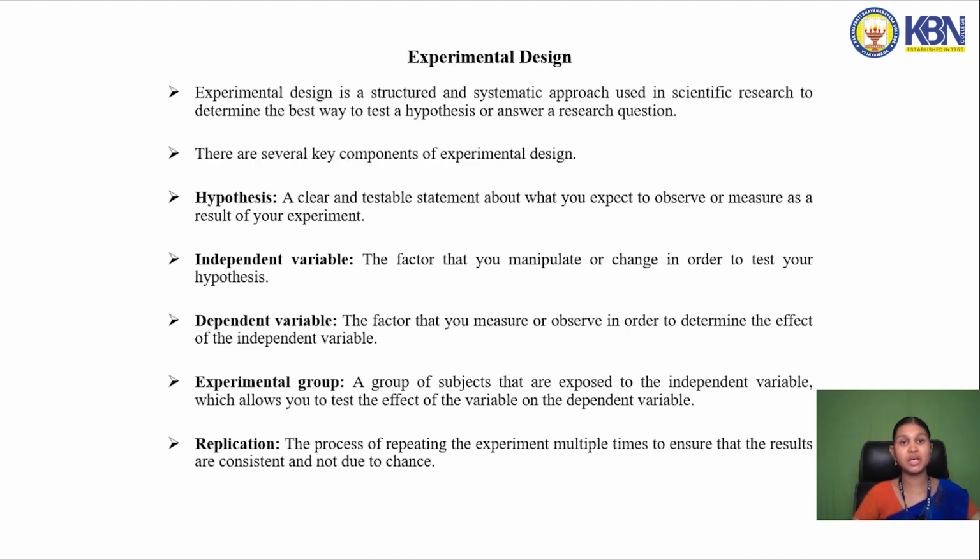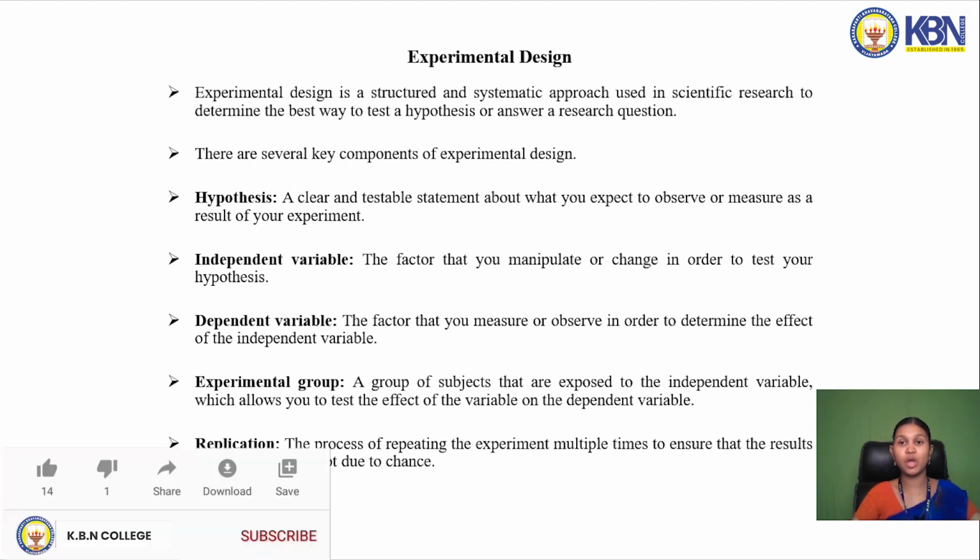Next one, experimental design, and it is also a structured data and systematic approach. You have to answer a research question. What are the several components of experiment design? First one is a hypothesis. Here it is a clear and testable statement. You have to take the real-time observations and you have to calculate the real-time experiments.